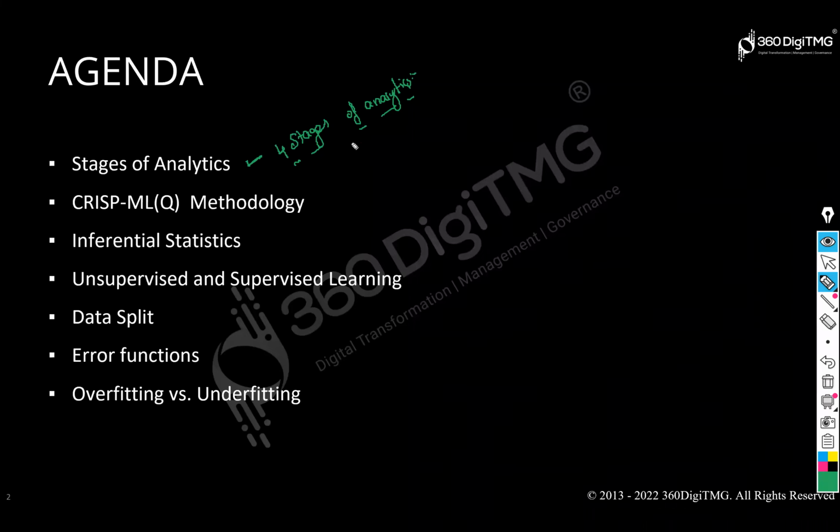The four analytics are called DDVP. What is this DDVP? The first D stands for descriptive analytics. The second D stands for diagnostic analysis.